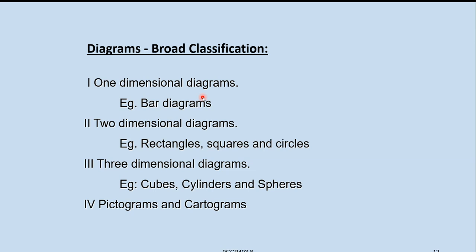And another classification is two-dimensional diagrams. Two-dimensional diagrams are normally length and breadth, length and height, circles. All these are called two-dimensional pictures because we have two types of variables there.